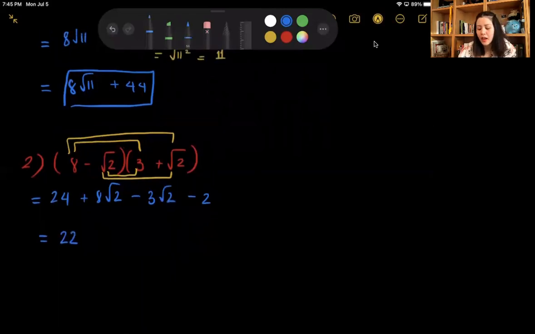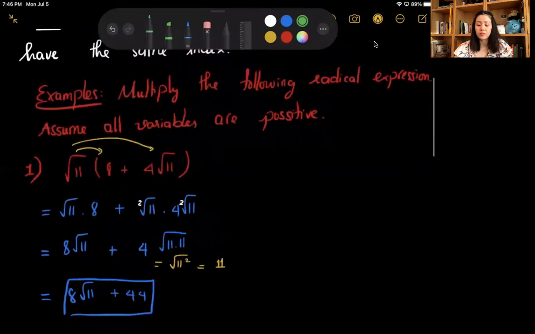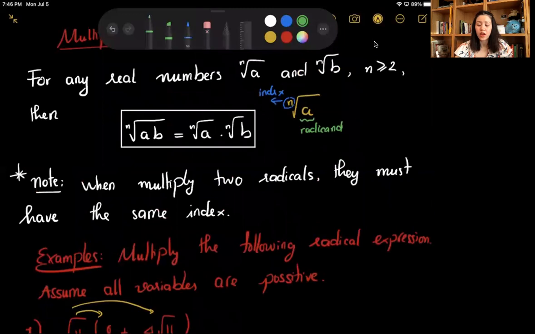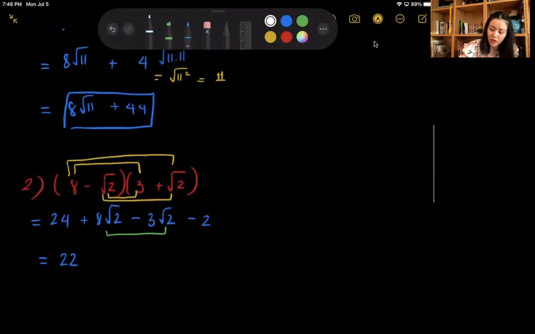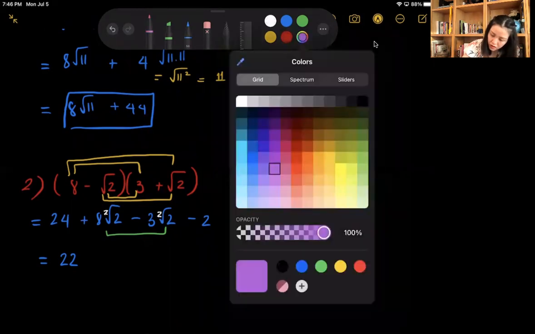Now, 8 root 2 minus 3 root 2, these are like terms. So what is considered a like term in radicals? If they have the same index and the same radicand. Remember up here, what is the index? What is a radicand? Here they both have square root, so the index is 2 here and 2 here, and the radicand is 2. Here's the radicand, this guy right here. Maybe I'll underline it in purple.